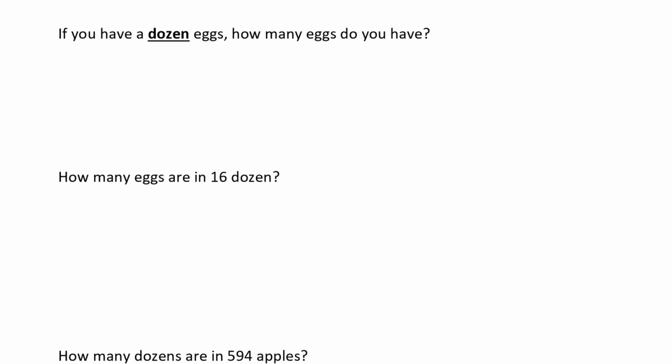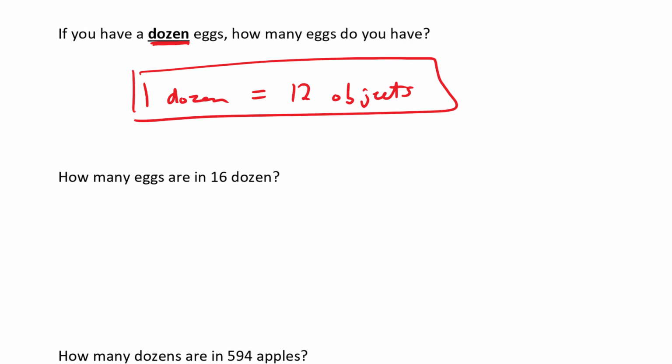Before we end this lecture, I want to introduce one concept. If you have a dozen eggs, how many eggs do you have? Hopefully you've heard the term dozen. 1 dozen means you have 12 objects. It's a short form. So if I have 1 dozen eggs, I have 12 eggs. If I want a dozen donuts, I get 12 donuts. Because those two things are equal, I can convert between objects and dozen.